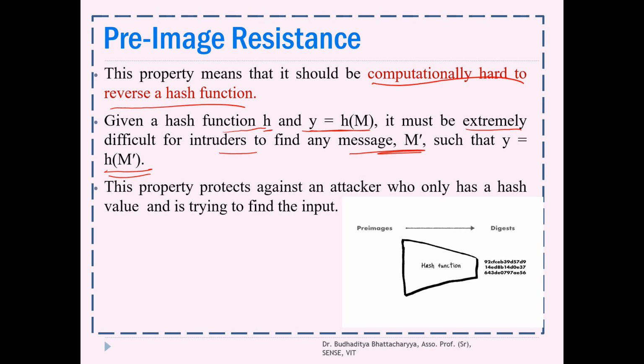There can't be two messages which will generate the same kind of digest. So you can see this property protects against an attacker who only has a hash value and is trying to find the input. You can't. So that is one of the properties that a cryptographic hash function should have. Even with the hash function, it doesn't matter, you cannot go back and retrieve the data. Okay? So this is the first thing.